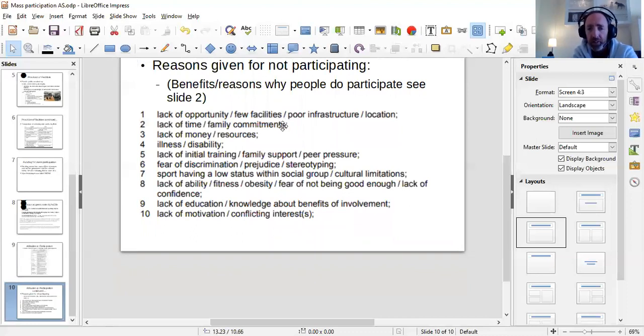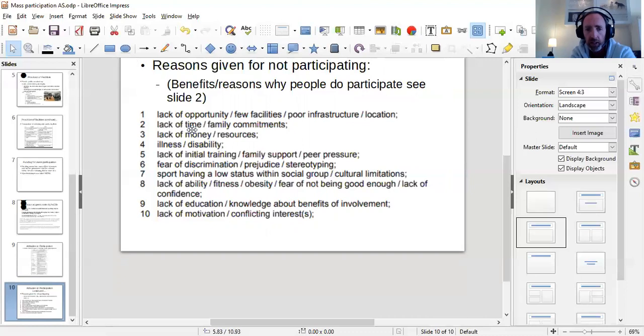Few facilities. If you haven't got a tennis club or tennis courts in the area, you're not going to play tennis. You might want to. You have a tennis racket and a ball, and you hit the ball against the wall at home or on the road in front of your house with a friend. But you're not going to really develop it past that level unless you've got the facilities available. Poor infrastructure, lack of transport to get there, the location of facilities as well.